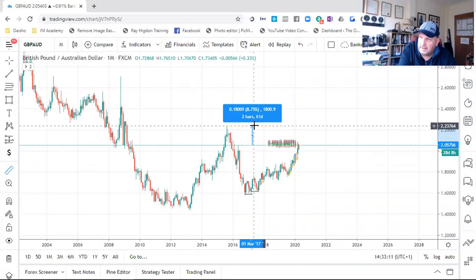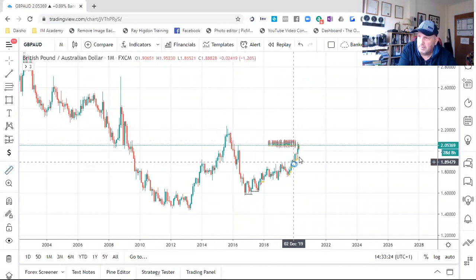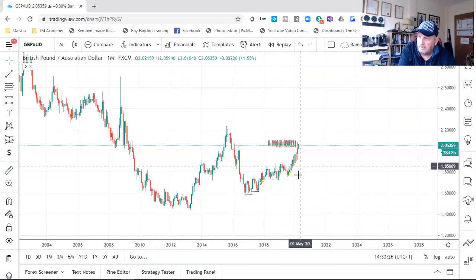That there is actually 1800 pips away. It can do that in a week. The way it's been going, it could probably do it in 2 or 3 days. I'm not sure it's going to do it today. My belief is that this is going to pull back now. It's going to pull back down here.